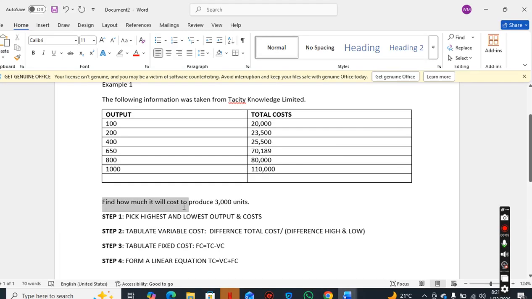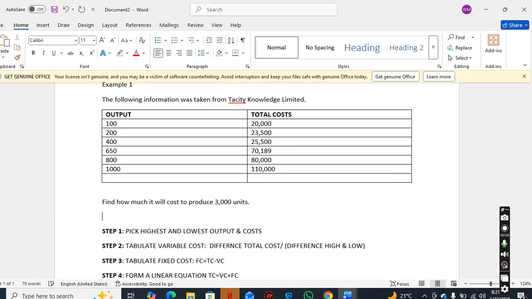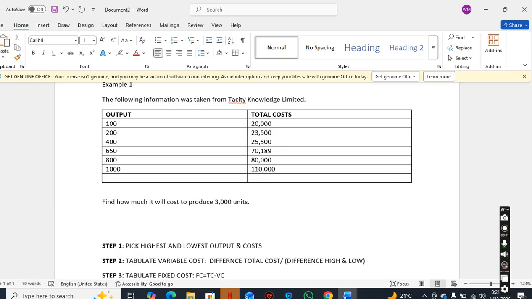Find how much it will cost to produce 3,000 units. Here, basically, what we want to do first is separate our costs into fixed and variable costs, so that we can form a cost equation. This cost equation is going to help us plan in the future so that we can predict how much it can cost to produce a certain number of units. This is what we call the high-low method.